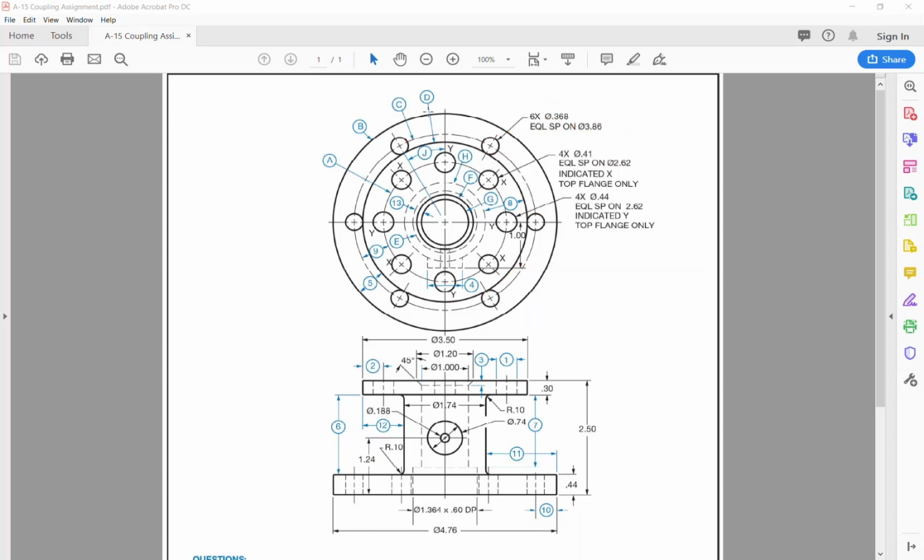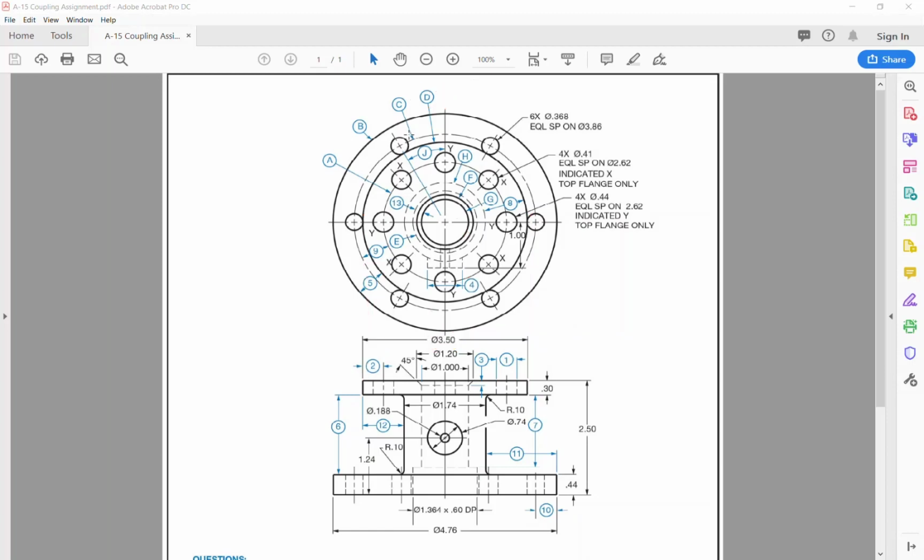So moving along, circle D, it's the diameter of the top flange. If you use your ruler to project the lines to the bottom view, you can see right here, there's your answer. It's right there. How sweet is that? 3.5 inches in diameter. So D is equal to 3.5.